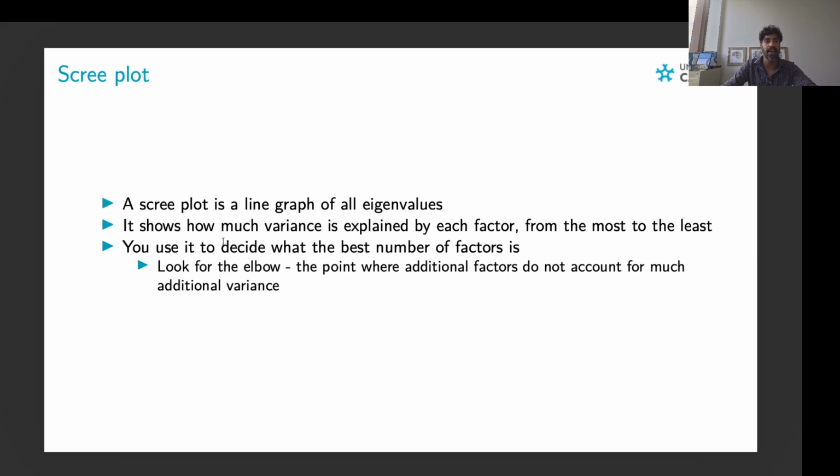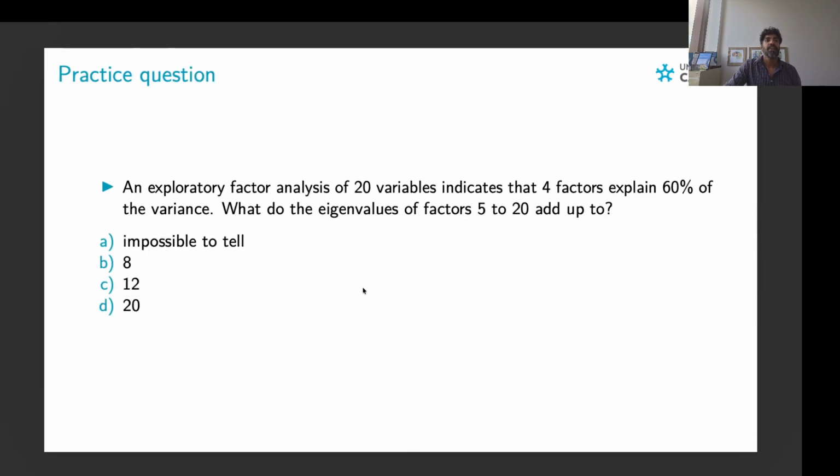Excellent. So that is that. It shows variance from, and look at the elbow point with additional factors that do not account for much variance. So here's another practice question. Building on your knowledge of eigenvalues and variance, an exploratory factor analysis has 20 variables and indicates that 4 factors explain 60% of the variance. What do eigenvalues of factors 5 to 20 add up to?